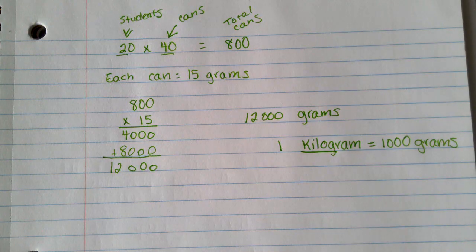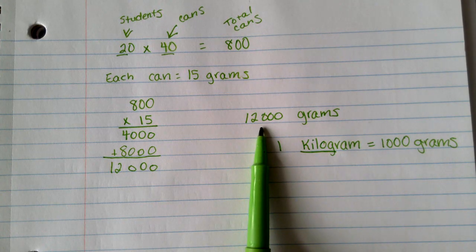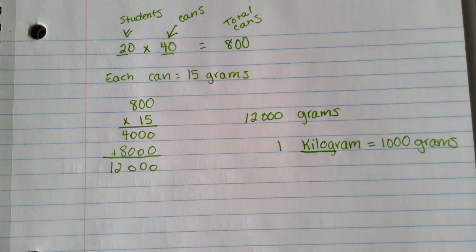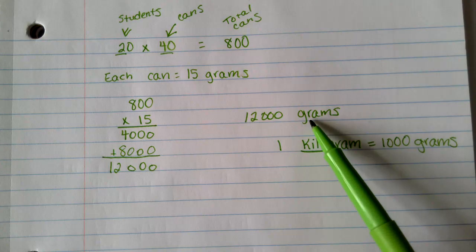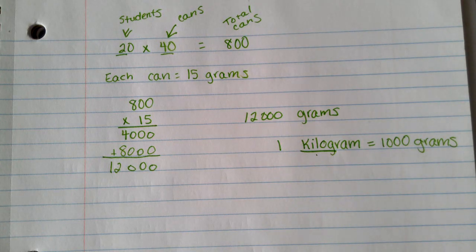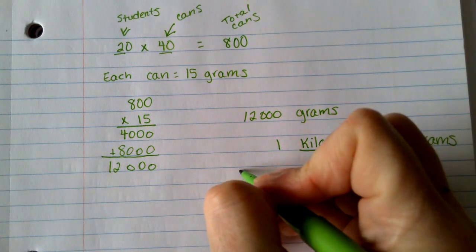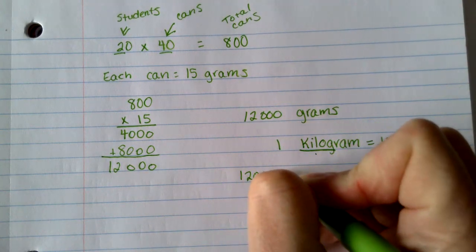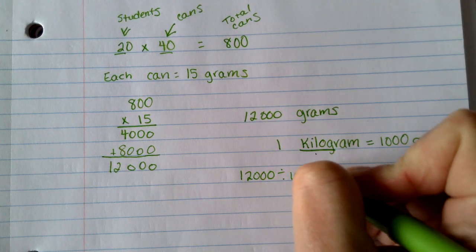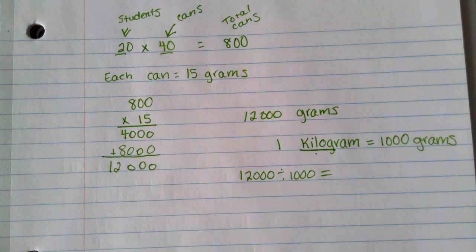Okay. So now if I have 1 kilogram equals 1,000 grams, this is where I need to figure out, am I going to multiply or divide in order to figure this out? And I'm going from a smaller unit to a larger unit. Instead of a larger to smaller, I'm going from a smaller unit to a larger unit. So that means I'm going to have to divide my 12,000 divided by 1,000 to figure out how many kilograms the weight of the cans are.